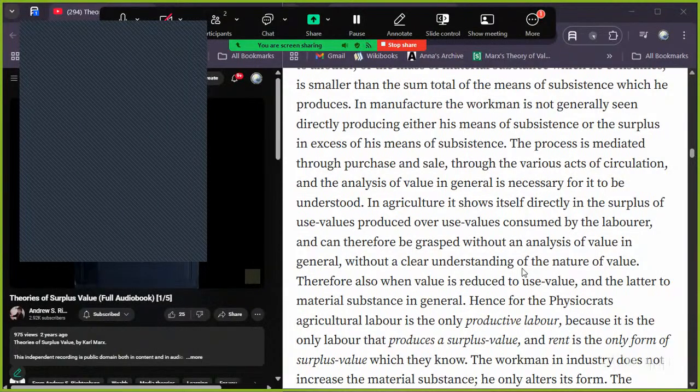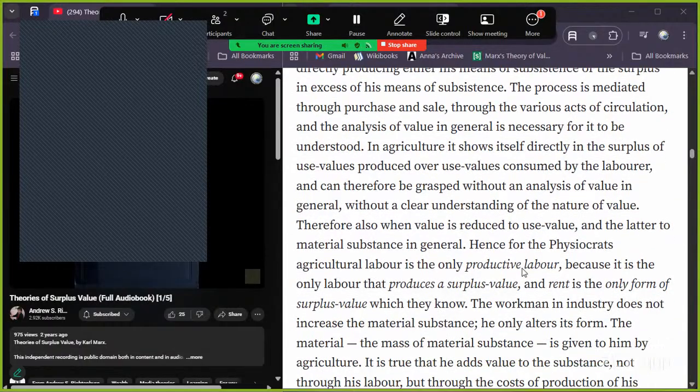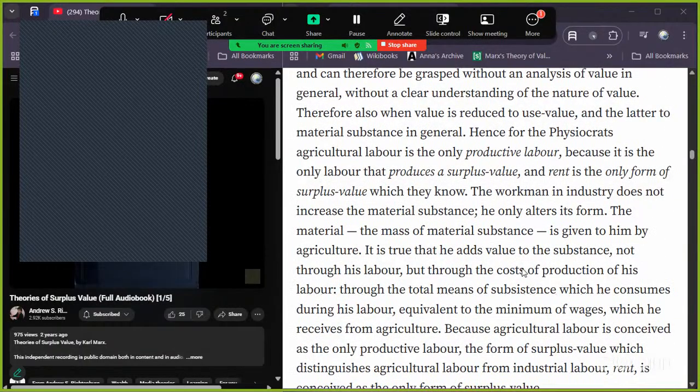In agriculture, it shows itself directly in the surplus of use values produced over use values consumed by the laborer, and can therefore be grasped without an analysis of value in general, without a clear understanding of the nature of value. Therefore, also when value is reduced to use value, and the latter to material substance in general. Hence, for the physiocrats, agricultural labor is the only productive labor, because it is the only labor that produces a surplus value, and rent is the only form of surplus value which they know.